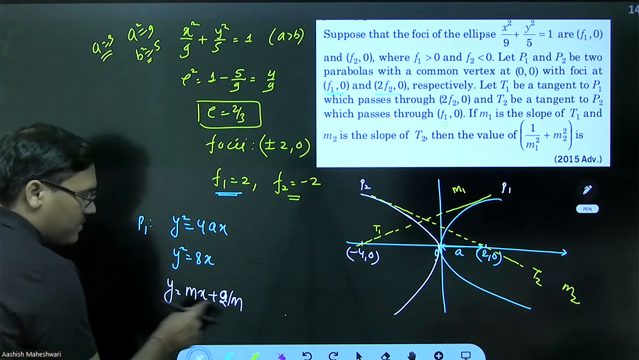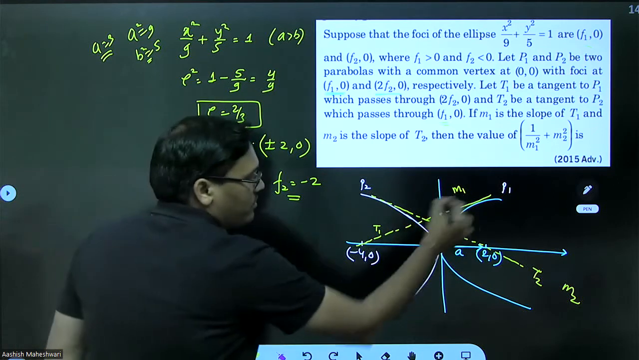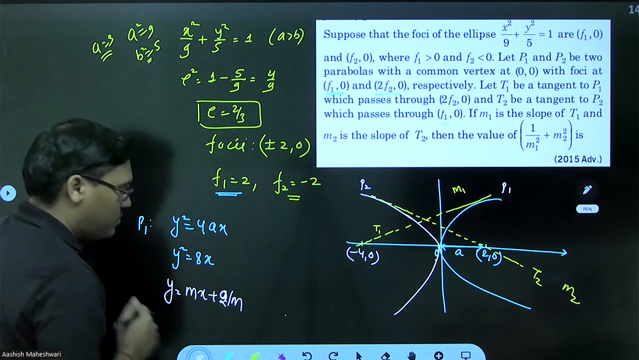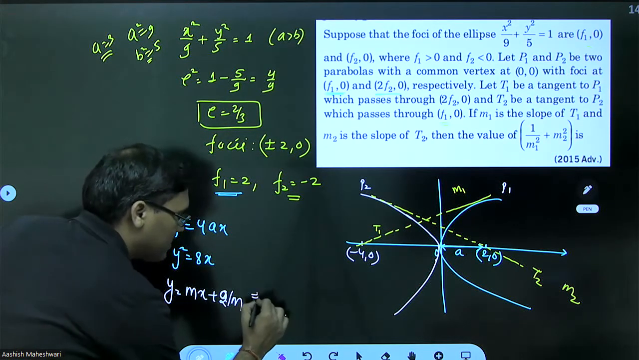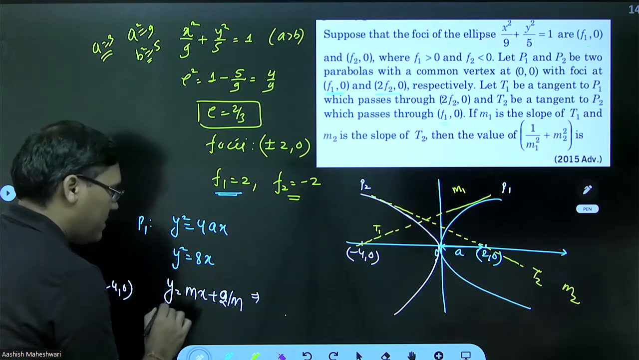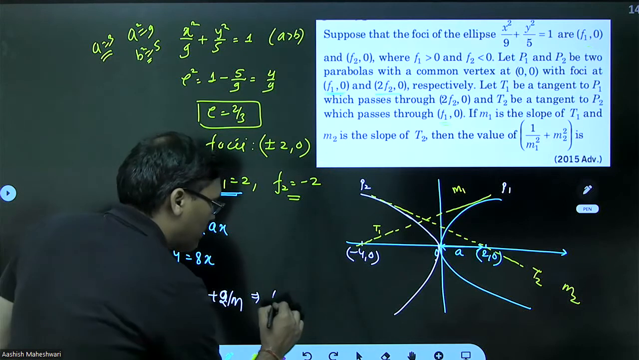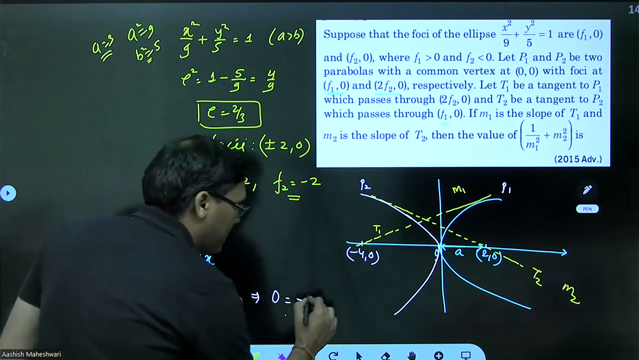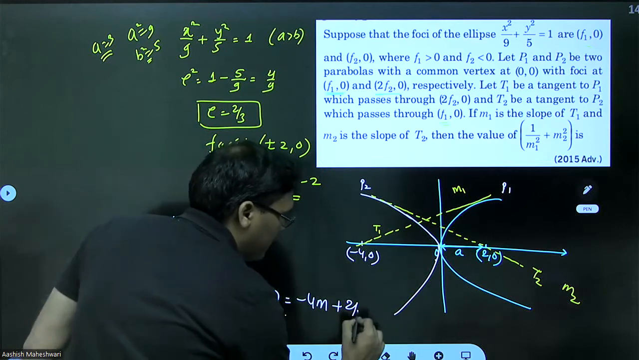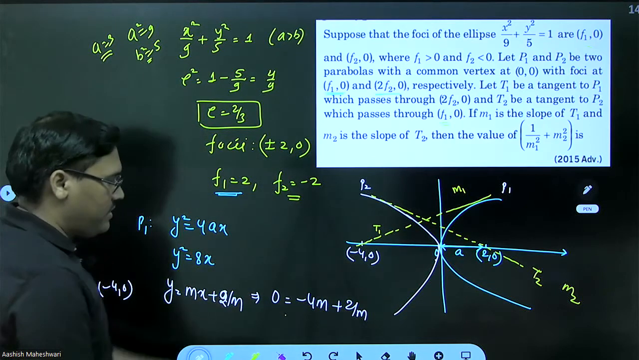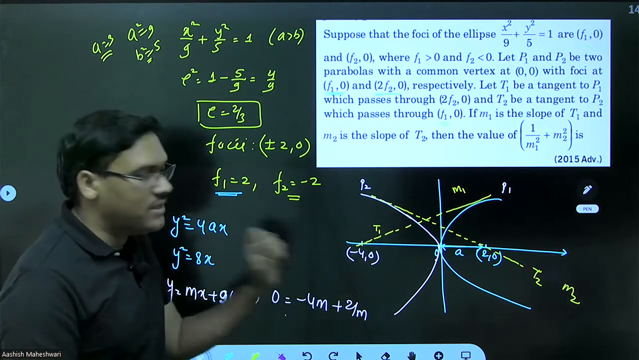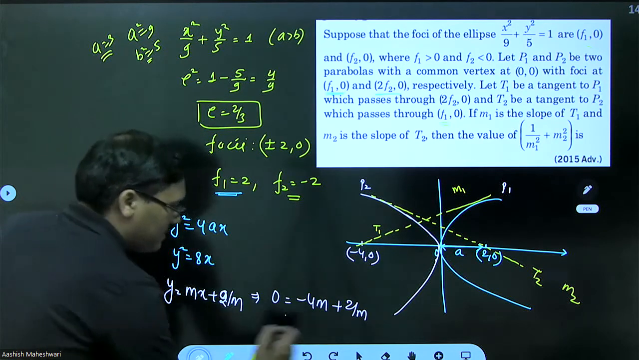Now this tangent is passing through which point? I have assumed the slope of this line is m. This is passing through minus 4 comma 0. So if minus 4 comma 0 will satisfy this, if I put minus 4 comma 0 here, this is 0 equals minus 4m plus 2 by m. You can just substitute minus 4 comma 0 because this tangent is passing through minus 4 comma 0. So I can just simplify this.